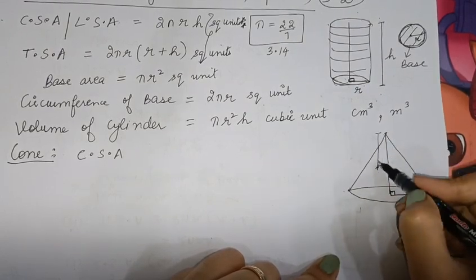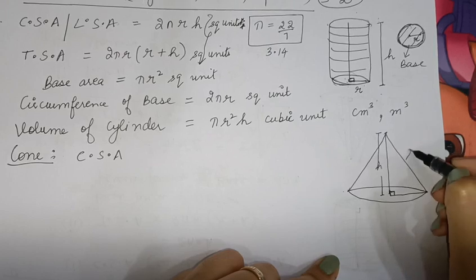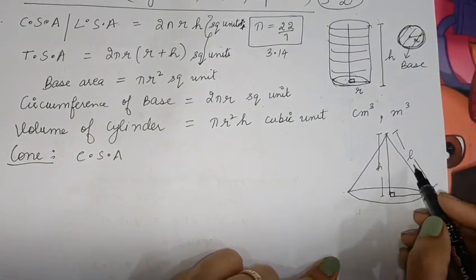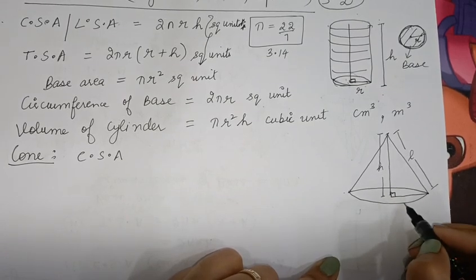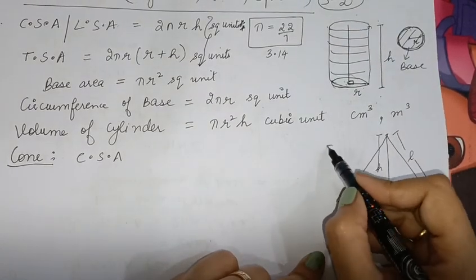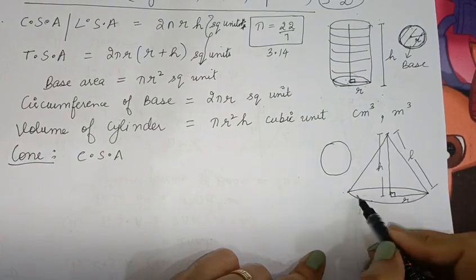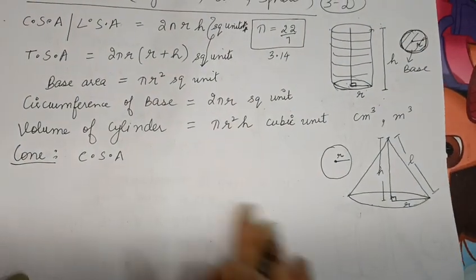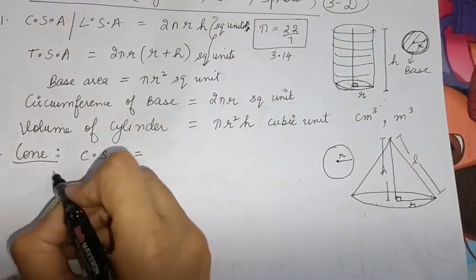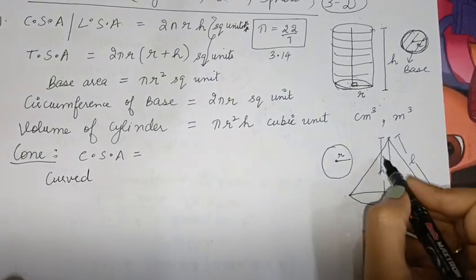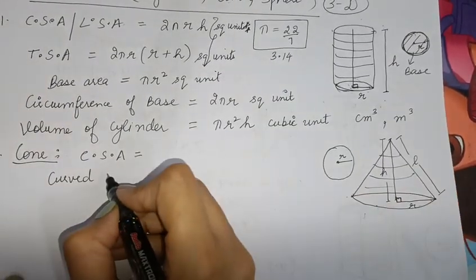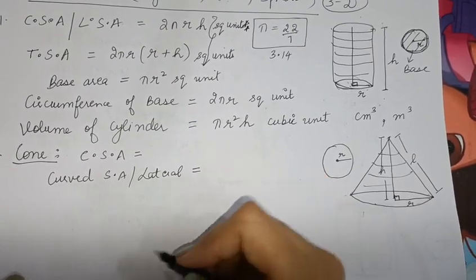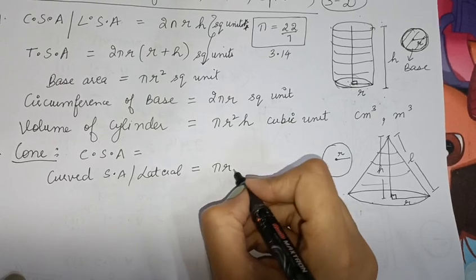So this is height of the cone. This one, straight height. This is slant length, slant height. Small l I am writing. This is not length, this is slant height, and this is base radius. Cone also has a circular base whose radius is r. So formula: curved surface area or lateral surface area. Curved, only area of this curved part. Curved surface area or lateral surface area, so it is pi r l.